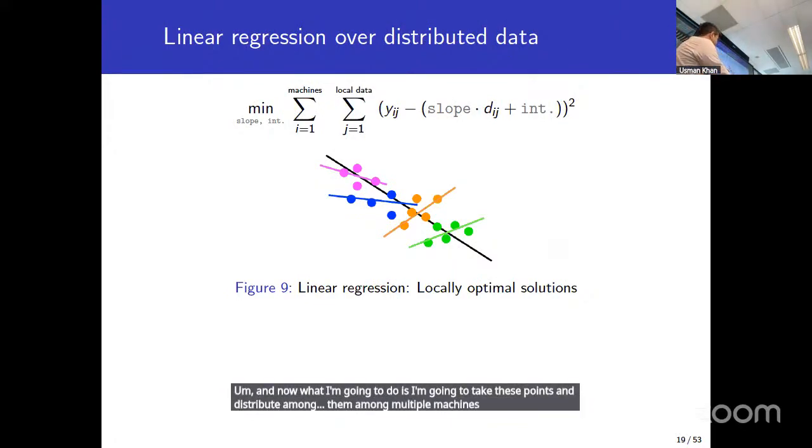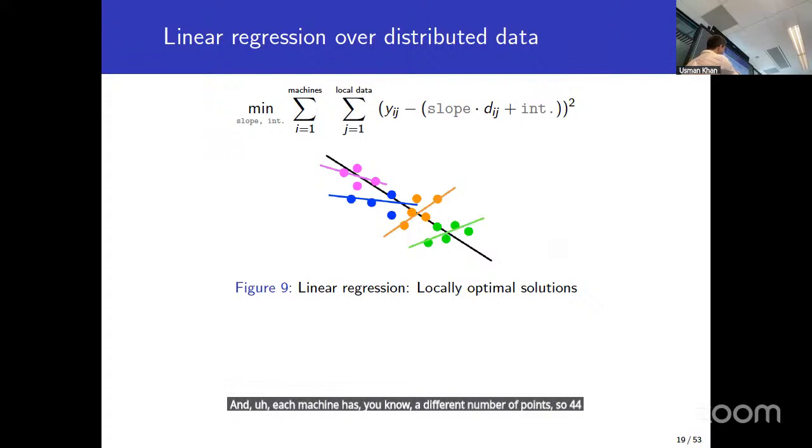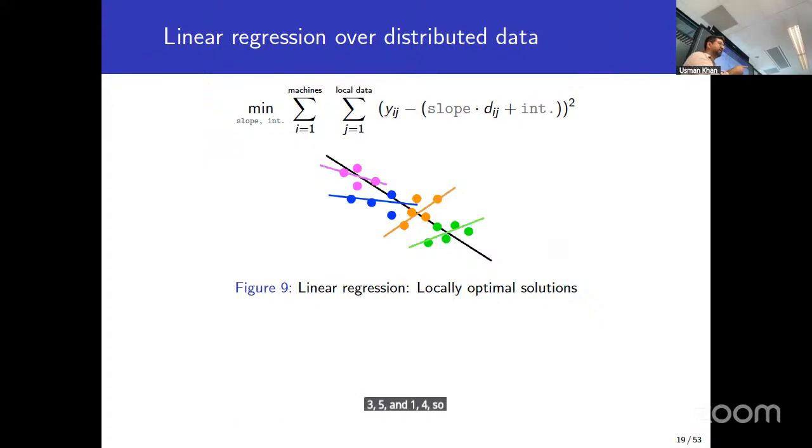So I have 4 machines here, and each machine has a different number of points. So a total of 3 machines with 5 points and 1 with 4. So total 19 points, right? 3 machines have 5, 5, 5, and 1 has 4.